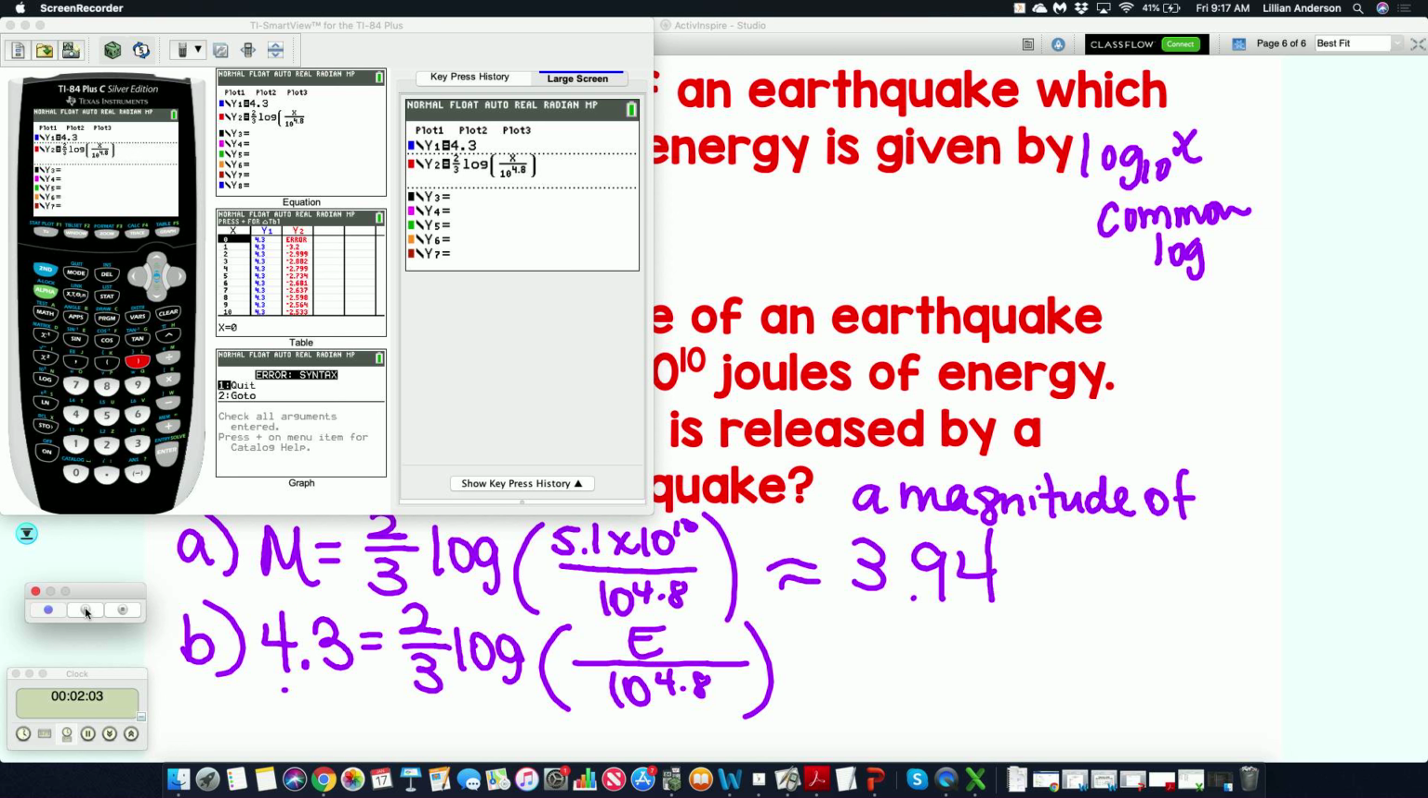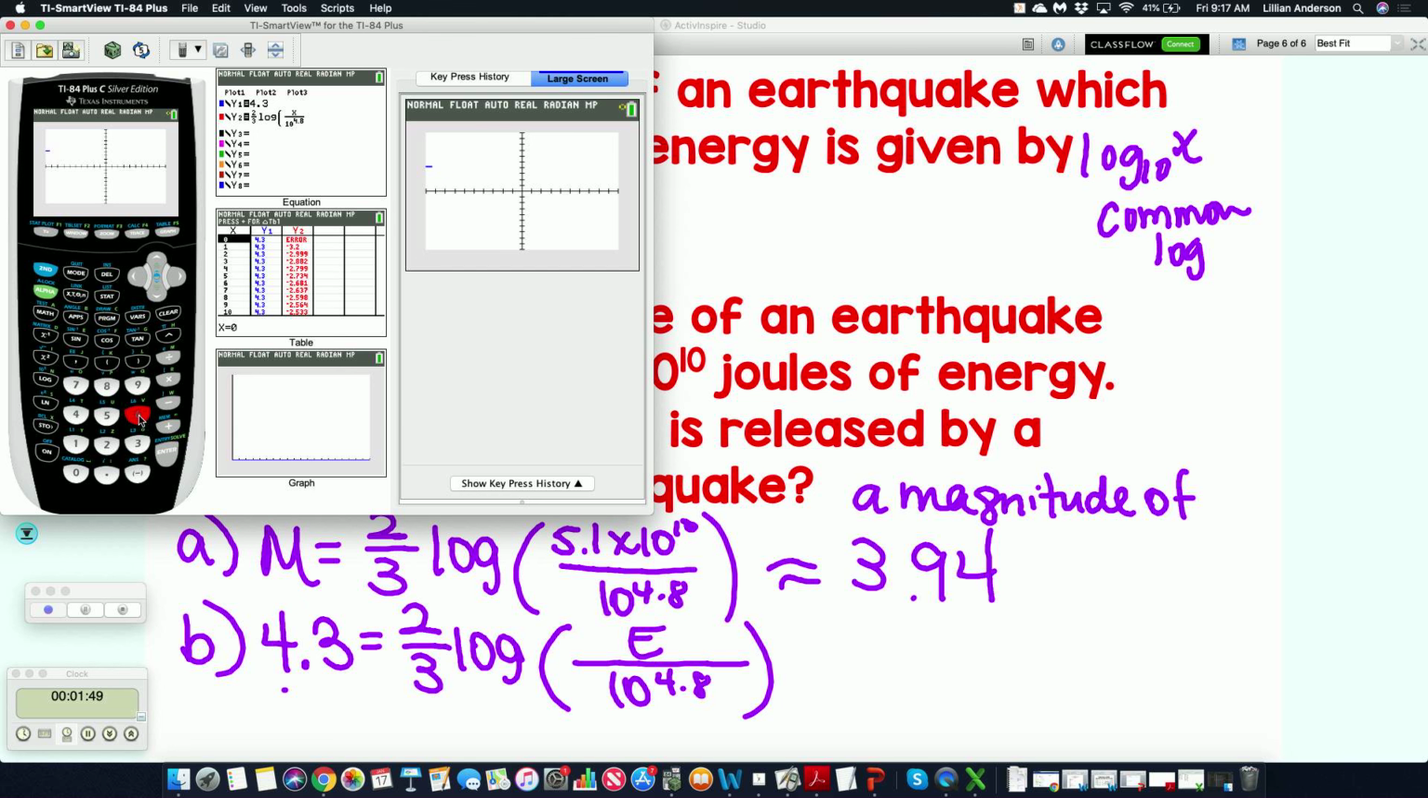Now, considering I don't know the last thing I did in this calculator, and I'm trying to see 4.3, which is in between 0 and 10, I'm going to go back to my regular window. How do I get there? Zoom 6. And let's see if I see what I need to see. So there's 4.3, and here is the curve. Okay, at some point in time they're going to intersect. I'm probably going to have to open up pretty wide.